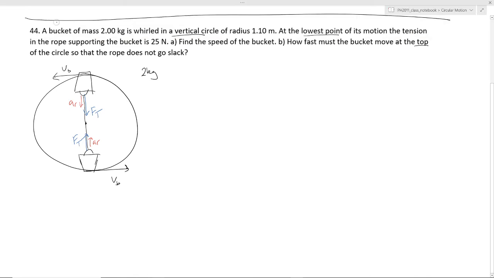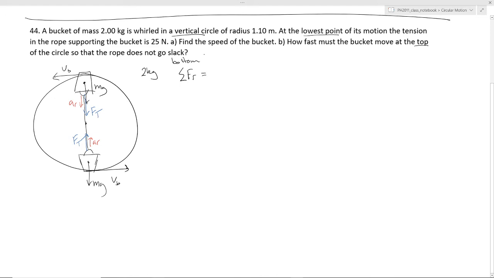And since this is a vertical circle, we're also going to have a force that we neglected or wasn't an issue the last time around, and that's the weight of the bucket. So the force of gravity on the bucket will also be an issue. Okay, so let's look at Newton's second law in r at the bottom.